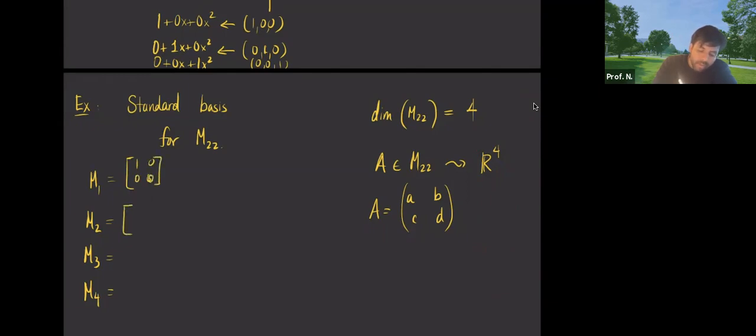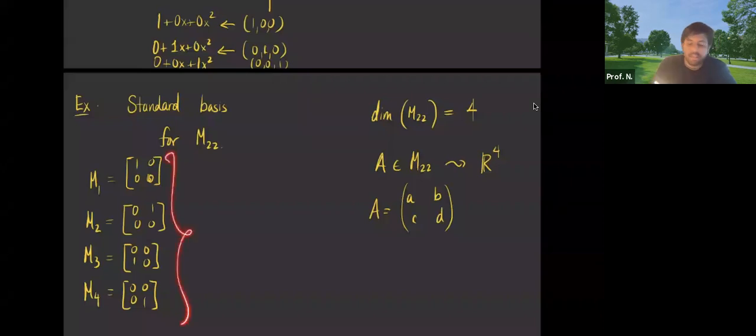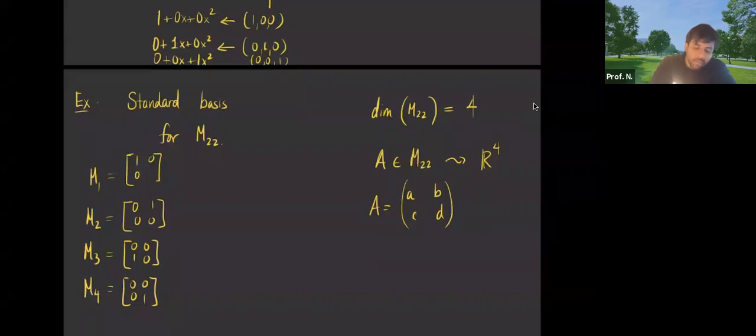And this here would be what? 0 1 0 0. And this would be 0 0 1 0. And this would be what? 0 0 0 1. And then you can prove it. You can prove it by saying, well, this is a basis for M22. Why? Because they're linearly independent. Linear independence is pretty straightforward to show, right? So C1 M1 plus C2 M2 plus C3 M3 plus C4 M4 equals 0.